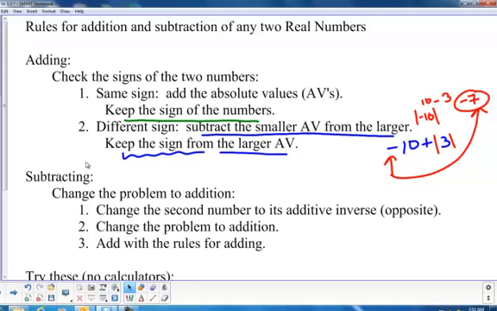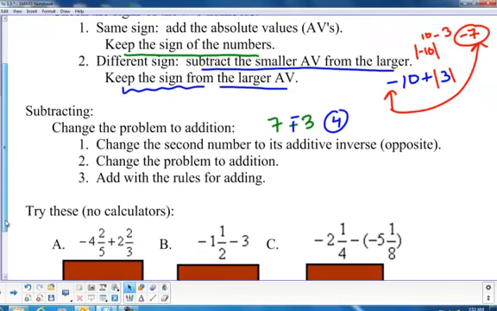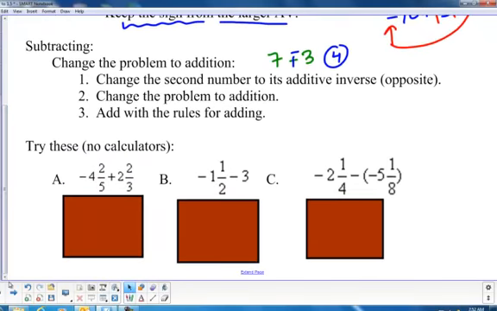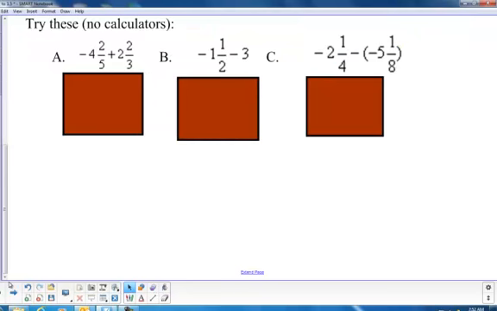So when you're subtracting, that's when you make it plus a negative. So 7 minus 3, I would make that plus negative 3, and that would be 4. Okay, so we're going to do the same thing. These are a little harder because there's fractions. And a quick reminder, when you're adding and subtracting fractions, you do have to have a common denominator. So go ahead and hit pause and try letter A.